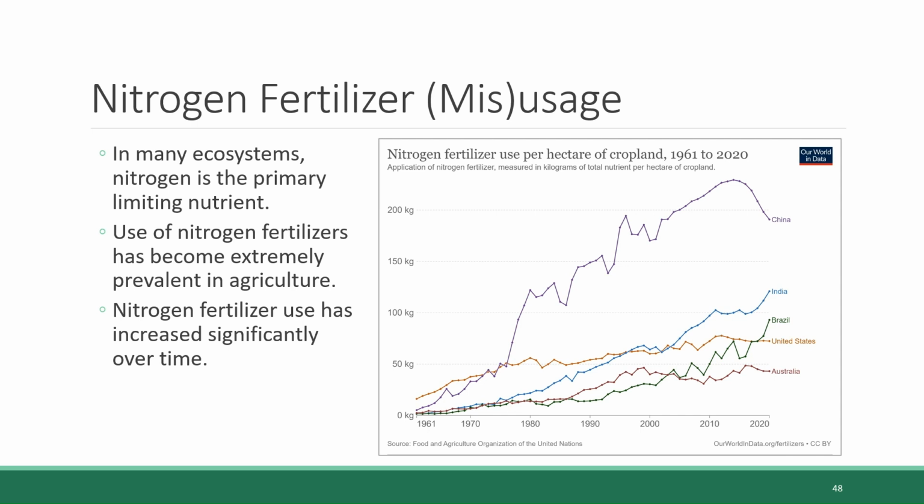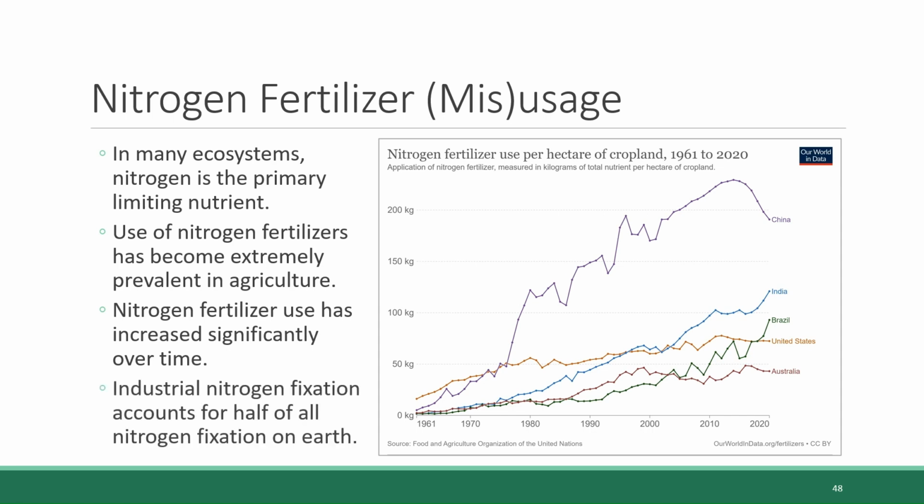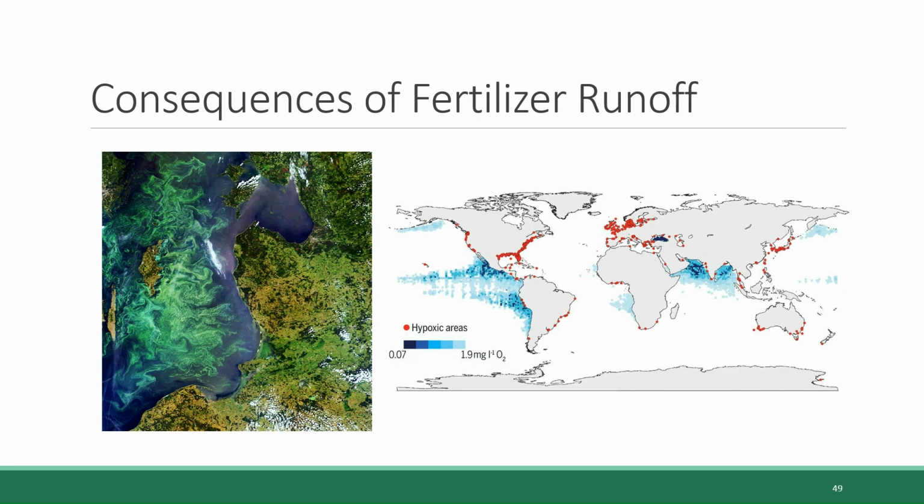When this nitrogen runs off into bodies of water, it can fuel massive explosions in planktonic population, where the plankton grow so quickly they actually consume all of the oxygen dissolved in the water and suffocate the other aquatic life. And this is what's called hypoxia, also known as a dead zone. In the photo on the left, you can see one such plankton bloom in the Baltic Sea in 2005. And on the right is a map. You can see a red dot placed on many of the ocean's coastal dead zones.